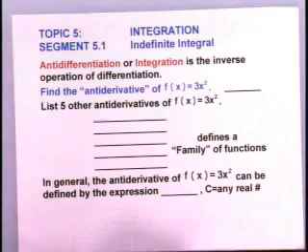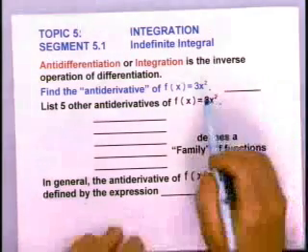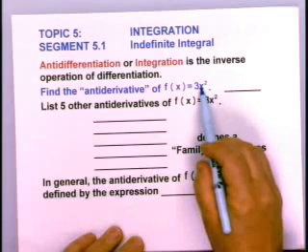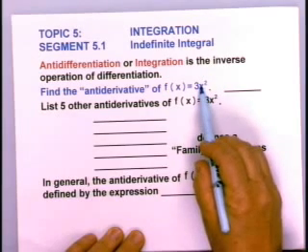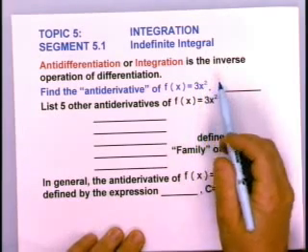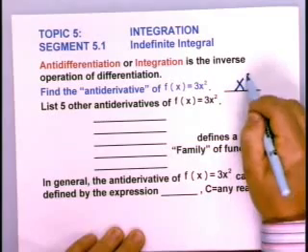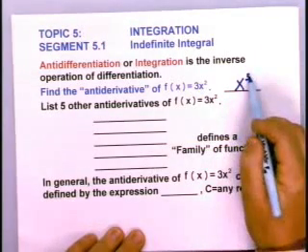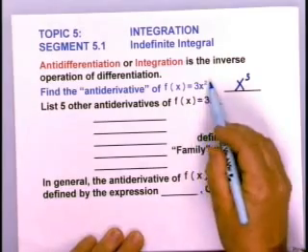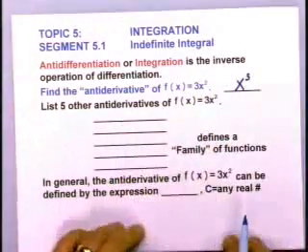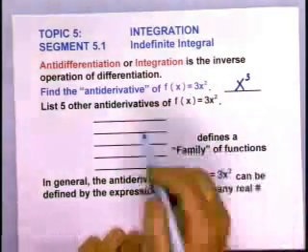Find the derivative of f of x is equal to 3x squared. Think in your mind, what function would you have had to have taken the derivative of to get 3x squared? X to the third. The derivative of x to the third, you would bring the 3 around and decrease the exponent to x squared. Let's list 5 other antiderivatives of 3x squared.